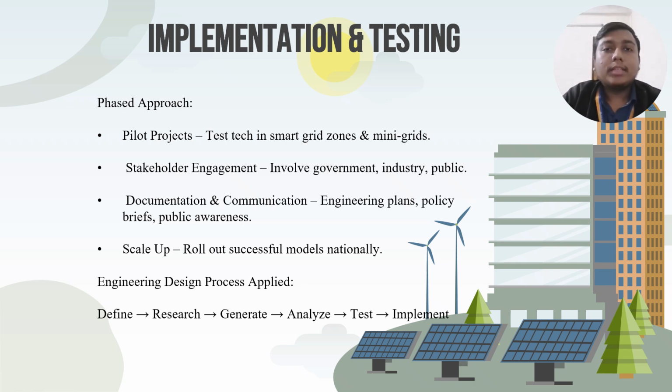Namaskar, myself Arup Kumar Singh. Now I will talk about implementation and testing. Firstly, we suggest a phased approach. We start with pilot projects, where new technology is tested in smart grid areas and mini grids. Next, stakeholder engagement is very important. Government, industry, and the public must work together. Proper documentation and communication are also needed. This includes engineering plans, policy documents, and public awareness.